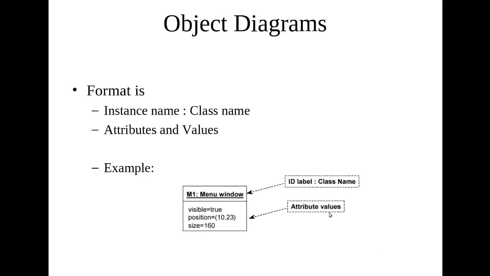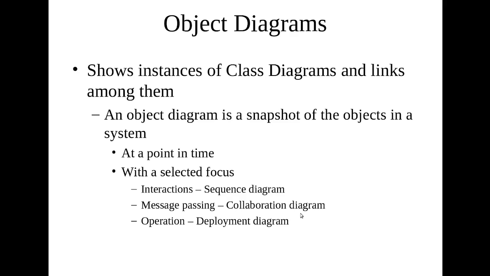In object diagrams, what happens? We have objects and how these objects are interacting with each other, we are talking about it. If we are talking about interaction, then the diagram is something like a sequence diagram. If we are talking about what message is being passed, we call it a collaboration diagram. Operations, if we are talking about, we call it deployment diagrams.